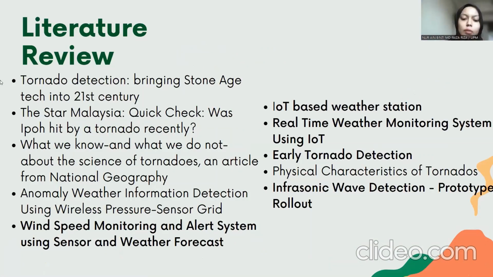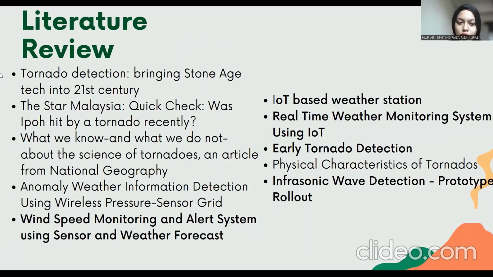Thank you, Farid. Now I'm going to explain the literature review. In total, we collected 10 articles, research papers, and technical papers on how to build our project. As you can see on the screen, there are 5 highlighted literature reviews. These highlighted titles play prominent roles in giving ideas to build this project.